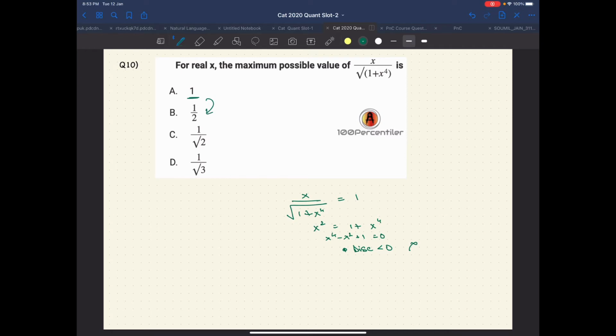Going to the next one, we have 1 upon 2. So here we'll have 4x square equal to 1 plus x4. 1 plus x4 minus 4x square equal to 0. And here the discriminant would be greater than 0. Therefore, there is a possible value of x for which the value of the expression is 1 upon 2 and therefore B is the correct answer here.